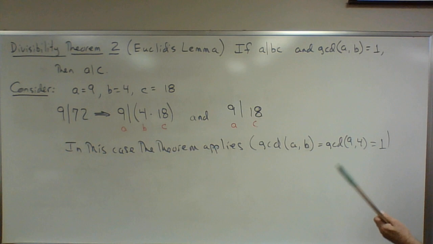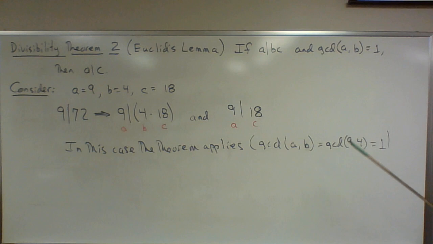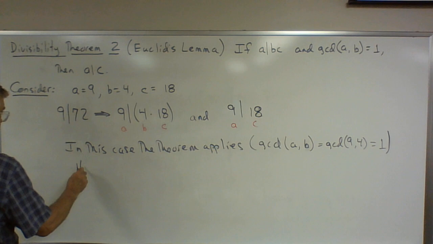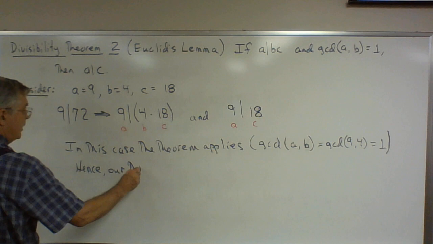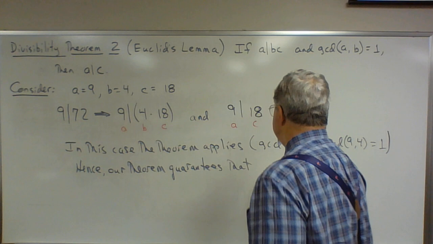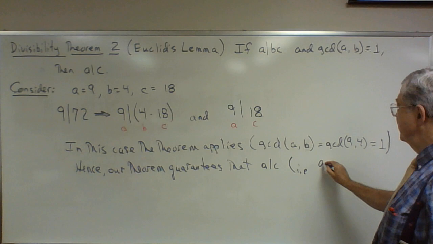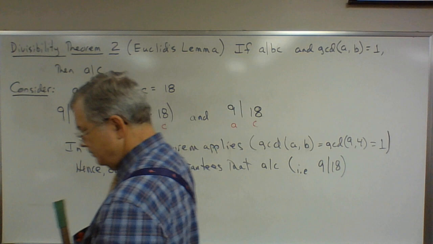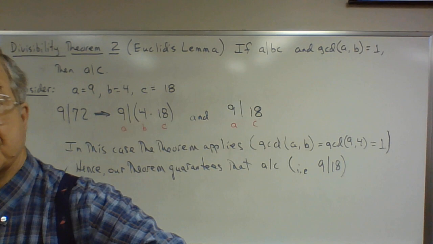In this case, the theorem applies. The greatest common divisor of A and B is the greatest common divisor of 9 and 4, which is 1. And our theorem guarantees that A divides C, that is, 9 divides 18. Here's an example that's a bit more to my liking.